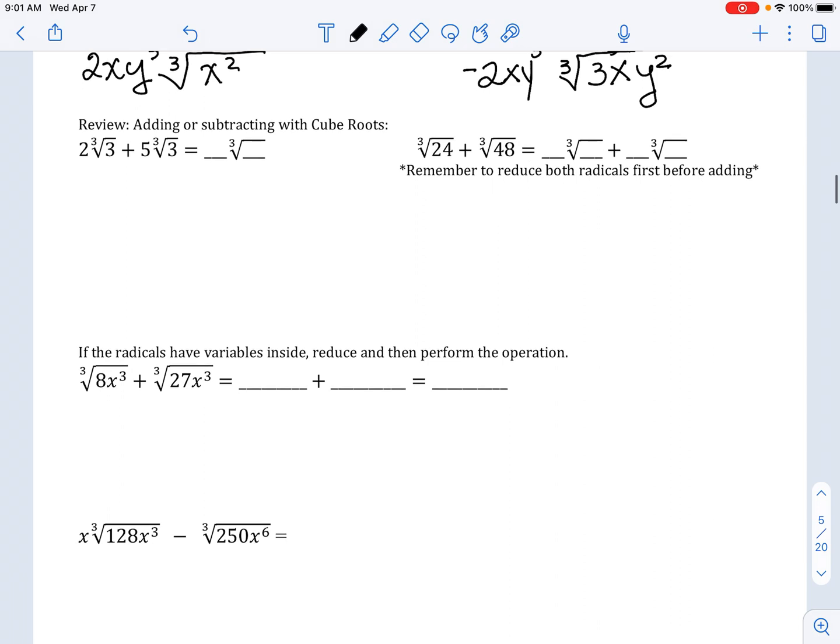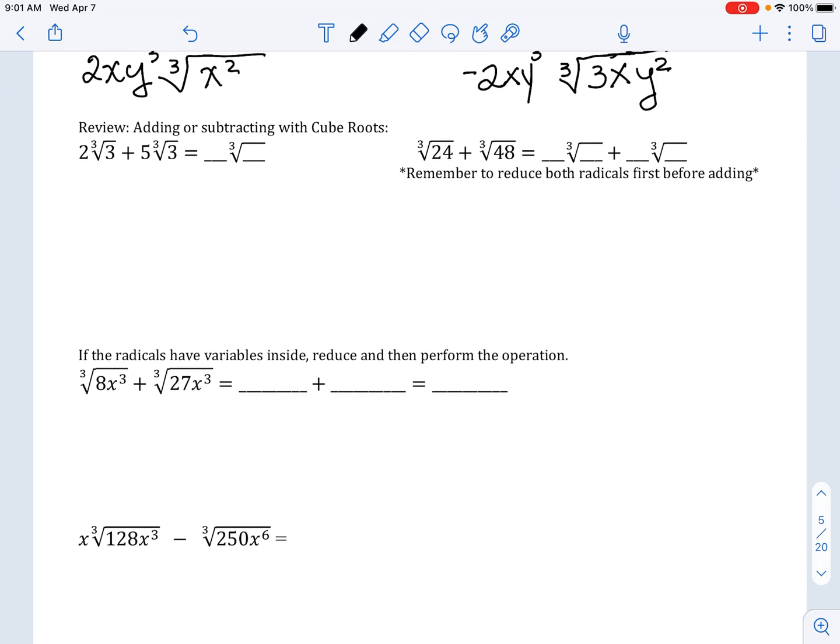Adding and subtracting. So that's just simplifying. Now let's do adding and subtracting. So let's review. We know that we have to have like radicals in order to add or subtract. And what we do is we add outside to outside. So that's a 7, inside to inside. That stays a 3. Just like we did with square roots, okay?